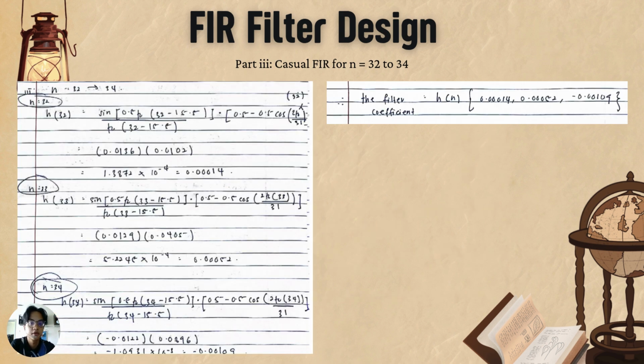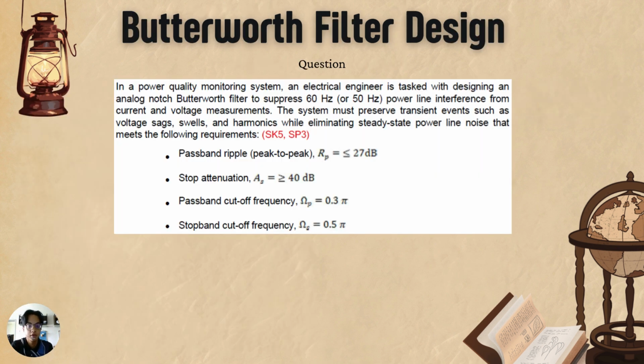So these are only the theories. These are the calculations that I made. For h(32) we get 0.00014. For h(33) we get 0.0052. For h(34) we get negative 0.00109. And for the filter coefficients, altogether we get h(n): inside of it we get 0.00014, in the middle we get 0.0052, and the last one we get negative 0.00109.